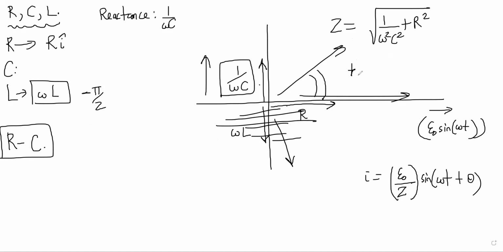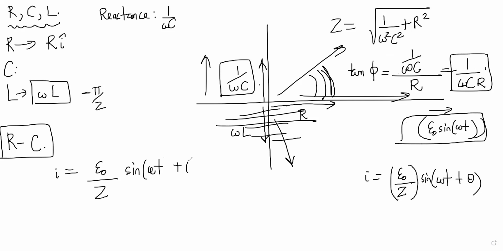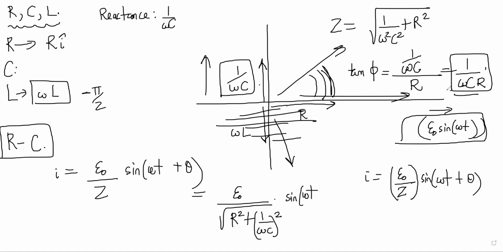And what is the angle? Tan phi should be equal to perpendicular, which is 1 by omega c, divided by R, so tan inverse of 1 by omega c R is the angle. So if your EMF was this, your current becomes E naught by Z sine omega t plus that angle. Notice that Z is root over R square plus 1 by omega C whole square, and the phase was tan inverse of this. And this is the formula that we got.